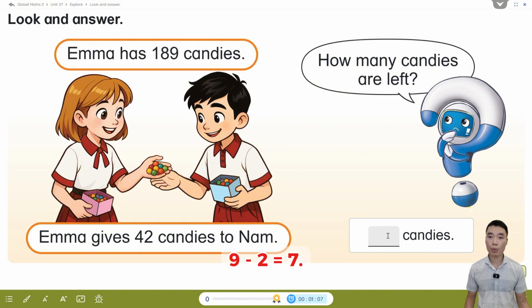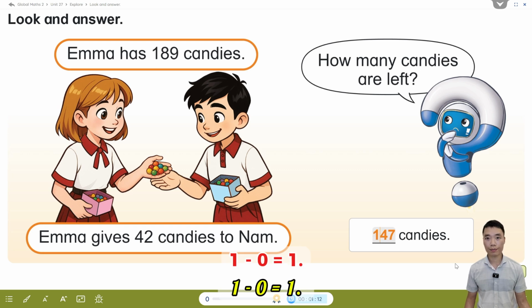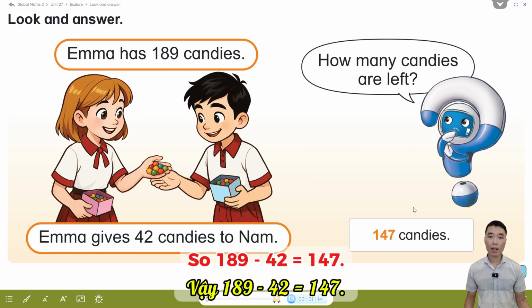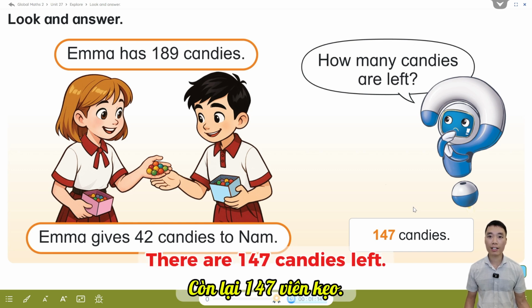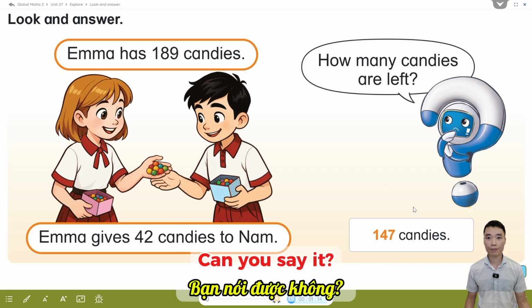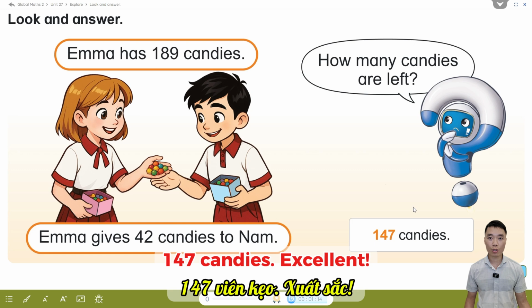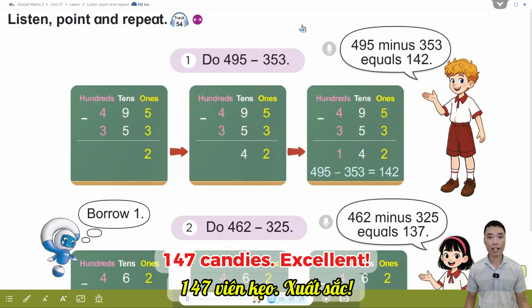9 minus 2 equals 7. 8 minus 4 equals 4. 1 minus 0 equals 1. So 189 minus 42 equals 147. There are 147 candies left. Can you say it? 147 candies. Excellent.